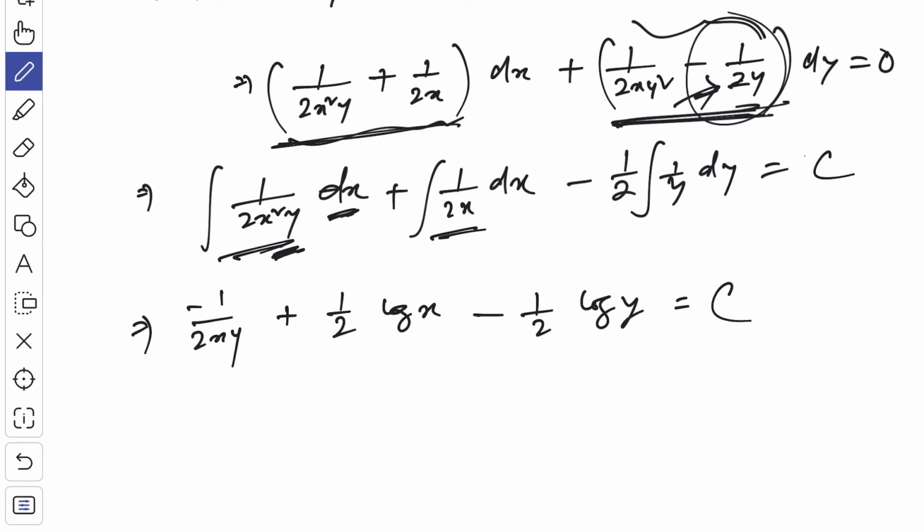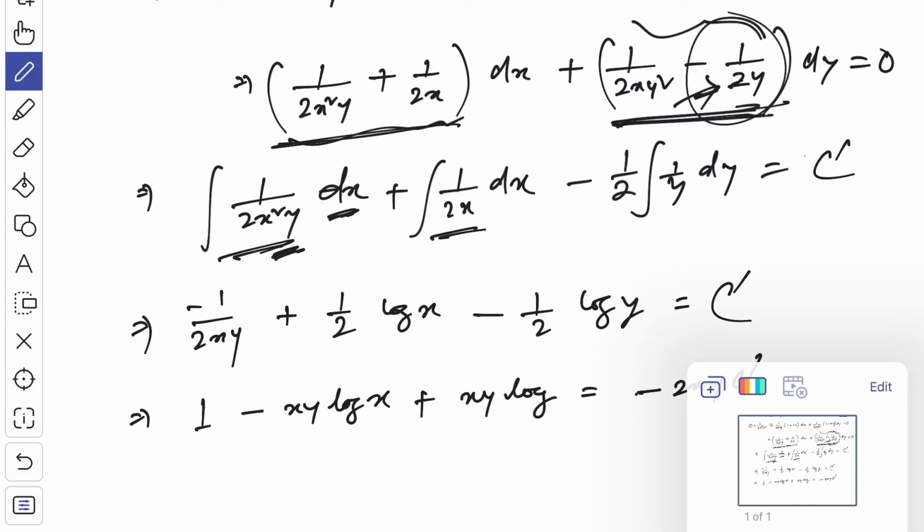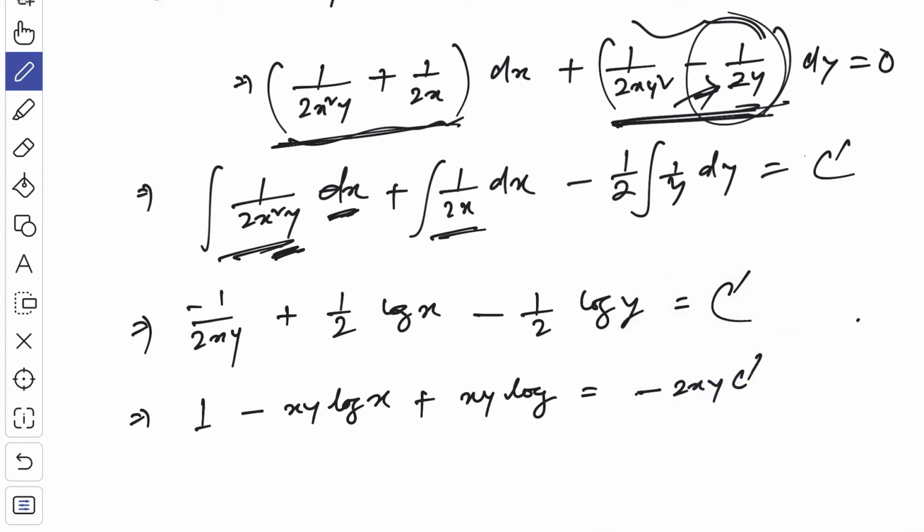what we're going to do. We're going to multiply each term by minus twice xy. So if you multiply all the terms by minus twice xy, let the constant be c dash. Then we will get here plus 1, and here it will be minus xy log x, plus xy log y, and the right hand side will be minus twice xy c dash. That's what you will get. Okay, so hope you have understood this.